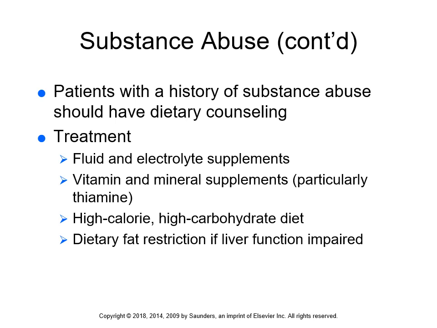Medical treatment usually includes fluid and electrolyte replacements, vitamin and mineral supplements, especially thiamine, and a high-calorie, high-carbohydrate diet. Liver damage is common in patients with substance use because of the increased stress of metabolizing excessive alcohol and other substances. Dietary fat should be restricted if liver function is impaired.